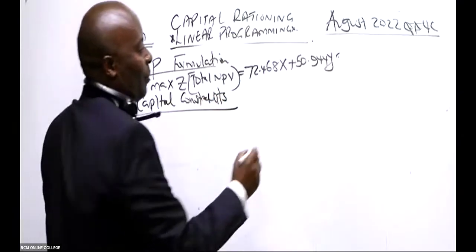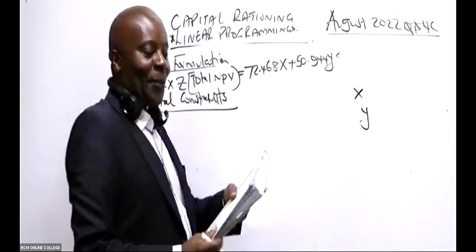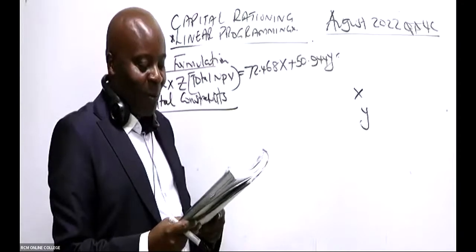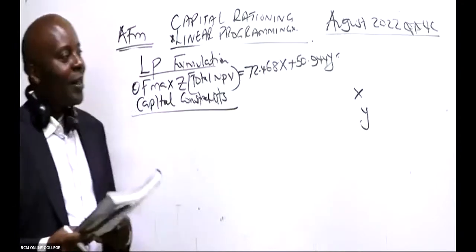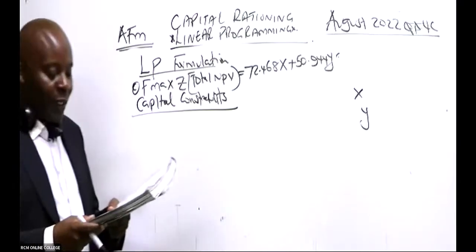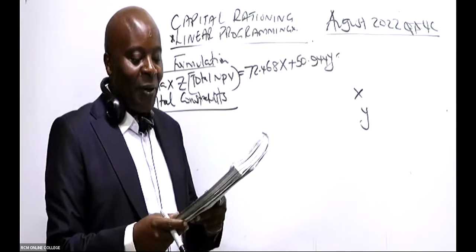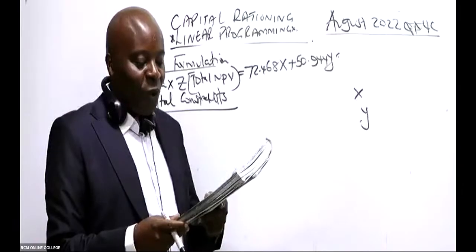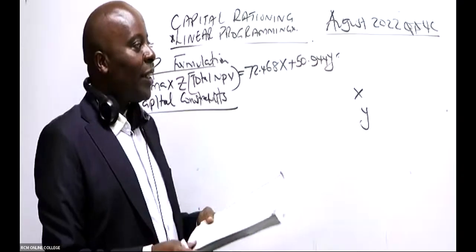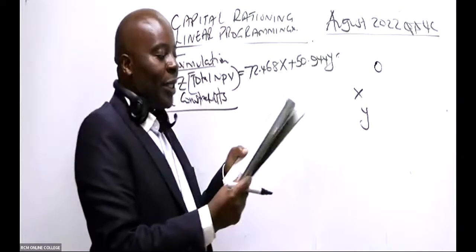Remember, we have X and we have Y. Look at the second table, the table before the additional information. They have told us the funds available for investment in both projects are restricted as follows. How much do we have available in year 0? 100, isn't it?